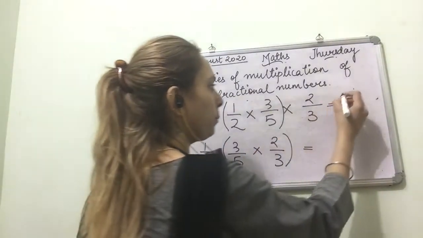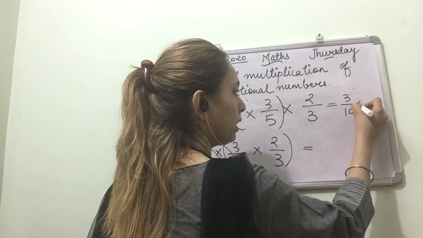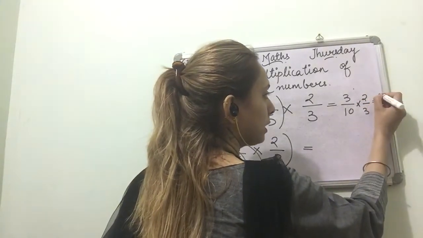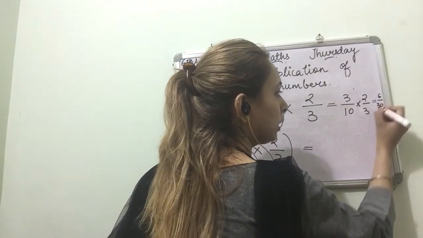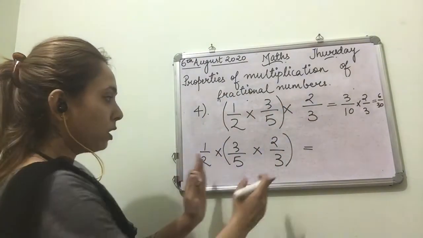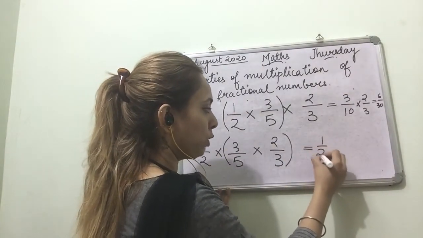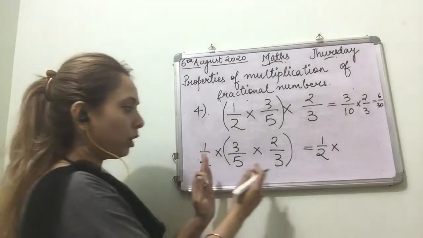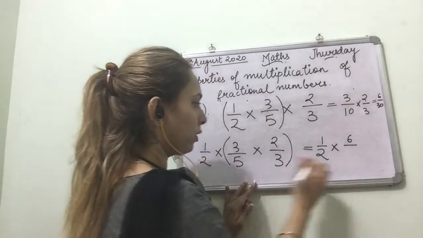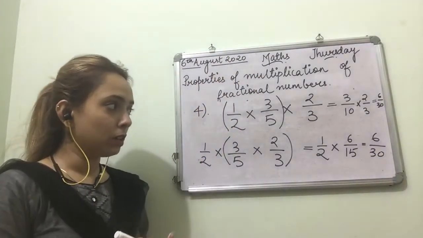So 1 3s are 3 upon 2 5s are 10, and now we will write the fraction which is outside the bracket. So here your answer will be 6 upon 30. Now here I have changed the group. So here you will copy the fraction which is outside the bracket, and now you will multiply the fractions inside the bracket. So 3 2s are 6 and 5 3s are 15. So here again you will get the answer as 6 upon 30.